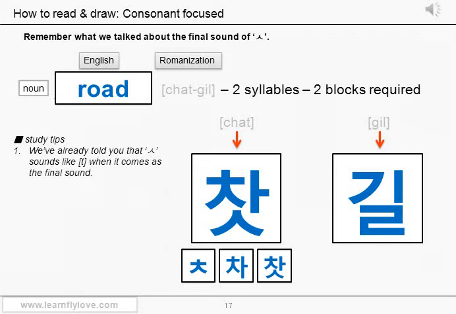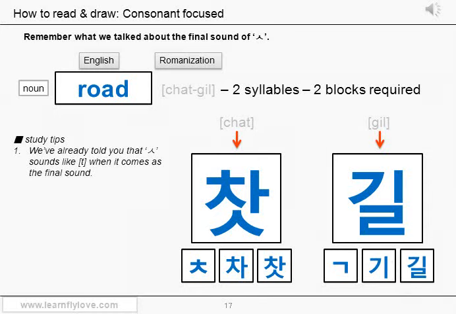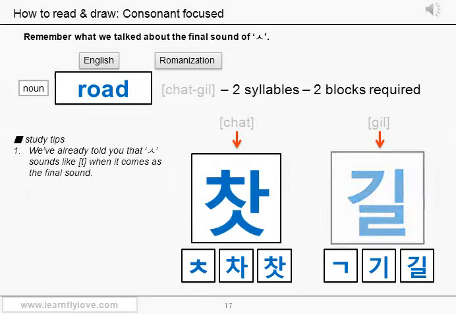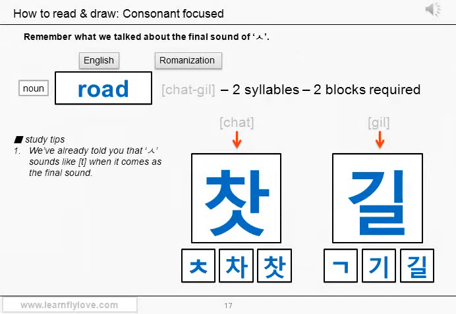And the initial consonant of the next letter is G, like G in English. And the vowel is E. And the final consonant is L, like somewhere between R and L in English. So it will sound like G, Ki, Kil, Chatgil, Road. This is the tricky one. If you don't understand, please check out the lesson 2 again, or send us an email via our homepage.